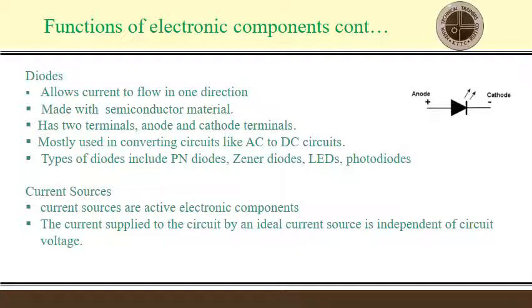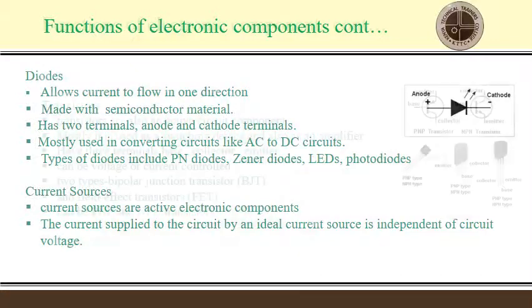The other component is current sources. Current sources are also active electronic components, and the current supplied to the circuit by an ideal current source is independent of the circuit voltage.